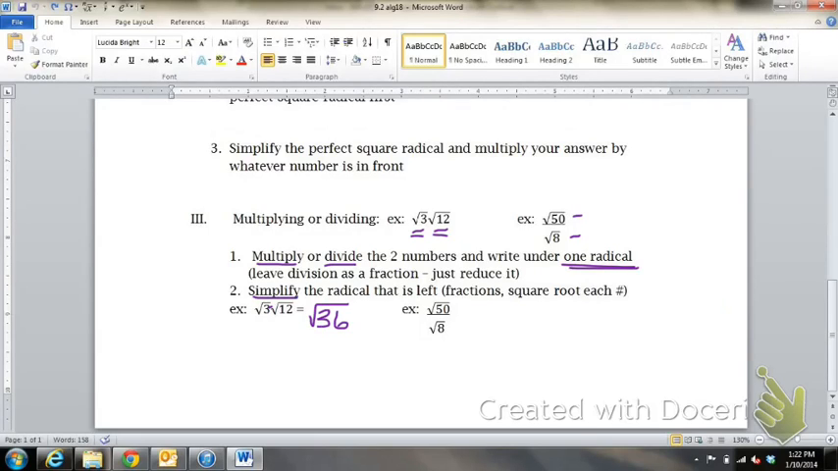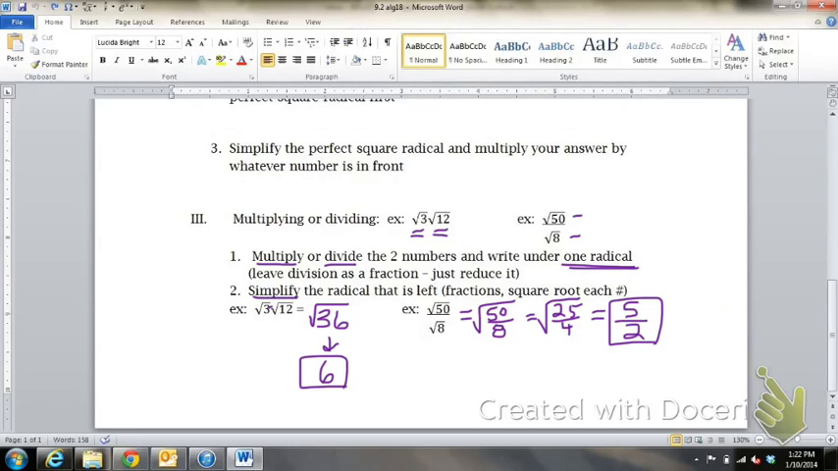Now I'm going to simplify my new radical. And 36, well, that's nice because that's a perfect square. So I'll say 6. 50 and 8, I can write it as 50 over 8, leave it as a fraction. But I should try to reduce that because 50 and 8 are not perfect squares, but they are both even. So if I divide them both by 2, I get 25 over 4. Well, that's much better to look at because those are perfect squares. So now you just square root each number and you get 5 over 2.